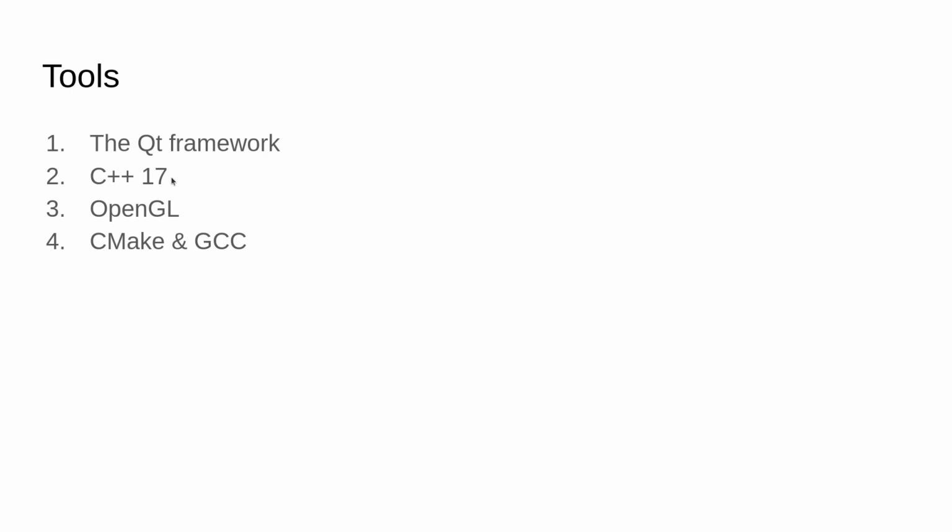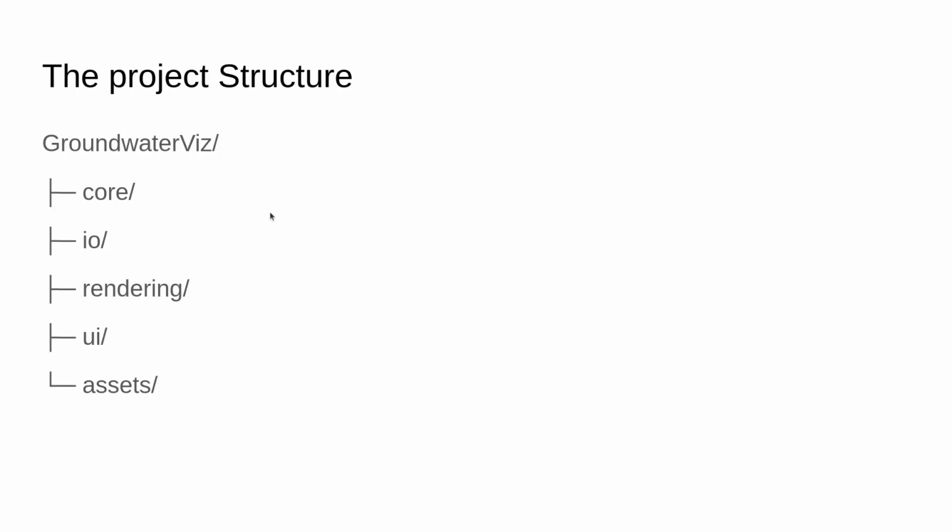So the idea is we take our C++ instructions, convert them into OpenGL instructions, and that's what the graphics card actually takes in to show the visualization. Our build system is CMake, and right now I'm using GCC. If you haven't been able to tell, I'm on a Linux machine, so GCC is a natural fit. The overall project structure, again, called GroundwaterViz. We have our core library, our I/O library, rendering library, and UI, and then finally assets. So I'll just hop through here.